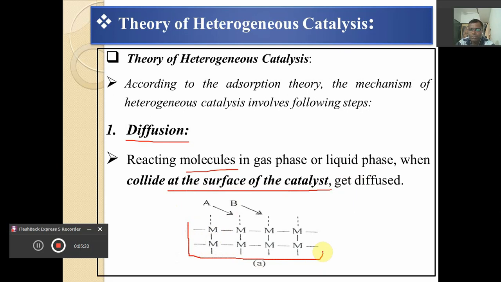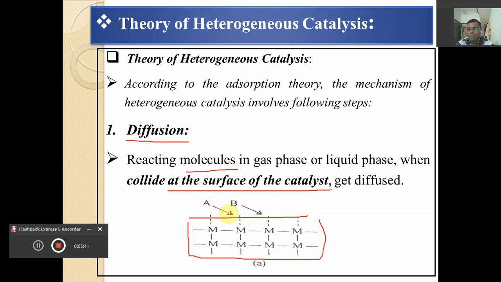Here it is shown by myself in this figure. So this is the surface. I will say this is the surface of the metal catalyst, and this A and B, these are the reactive molecules. Now these reactive molecules, suppose they are either in the gas phase or the liquid phase, you can consider these are the gas phase reactive molecules, and now these are going to collide with the surface of the catalyst.